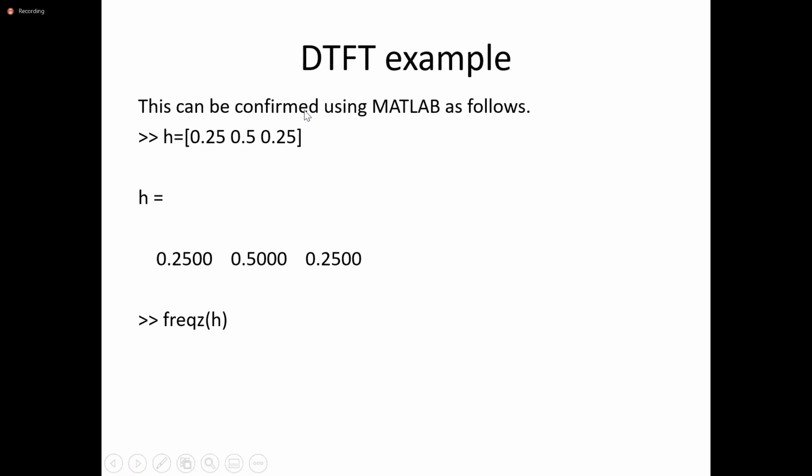So in MATLAB, you can confirm it as follows. Here, you're simply going to define what your system is. So H is equal to 0.25, 0.5, 0.25. It's only 3 coefficients, right? It's confirmed here. And then in MATLAB, you can do a frequency plot. You simply type freqz(H), and you're given the frequency plot.